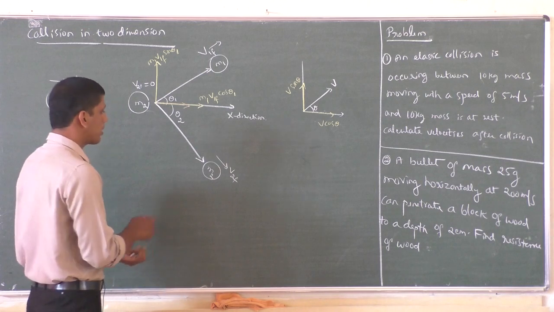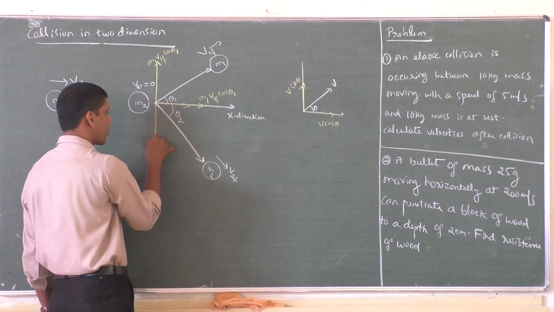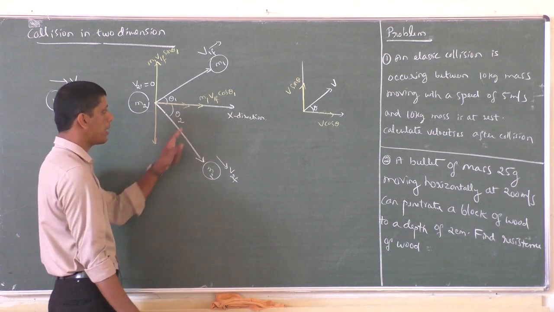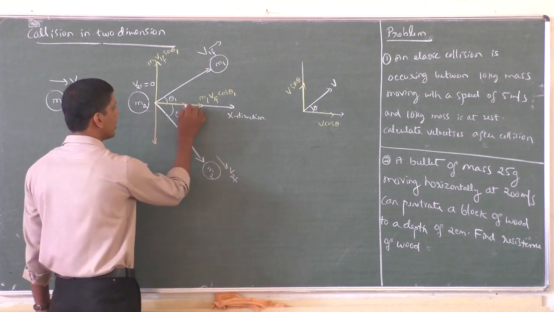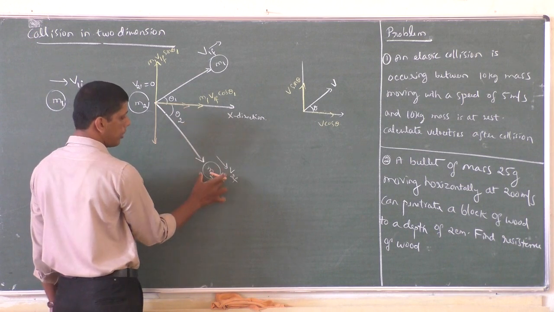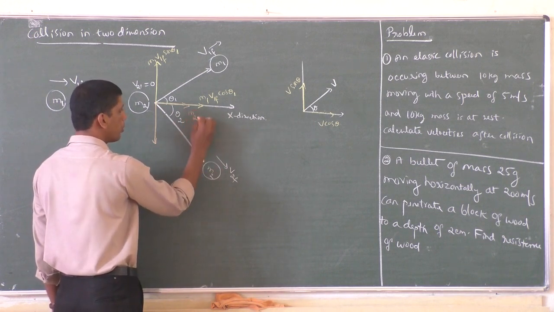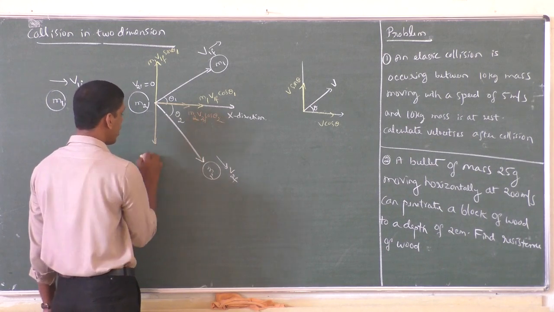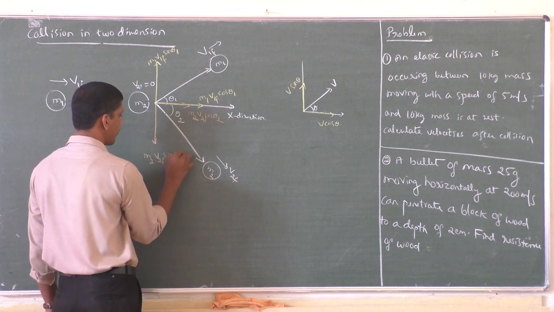Similarly, we have to split the momentum of the second body along the x and y directions. So one momentum is obtained along the x direction and another along the y direction. What is the momentum of the second body along the x direction? The momentum of that body is given by the formula m2 v2f cos theta 2, and here m2 v2f sin theta 2.